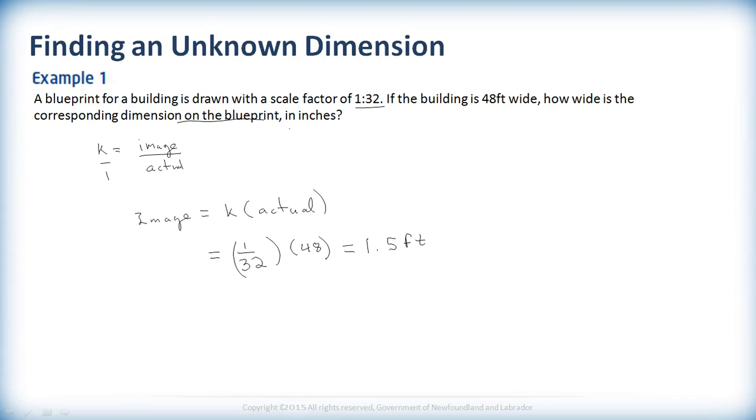But the question said, how long is that in inches? Okay, so in inches, we've got 1.5 feet, and it's not a hard one to do in your head, but let's show you the unit analysis anyway. Multiplied by, remember, there's 12 inches from grade 10 in each foot. So that's going to give us 1.5 times 12, and 1.5 feet is going to be 18 inches. Okay? So on the blueprint, that building would be 18 inches long.